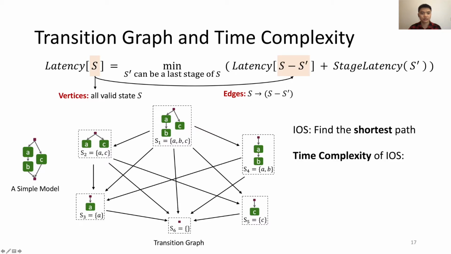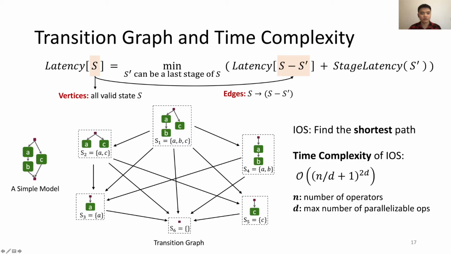We have proved that the time complexity of IOS is O(n/(d+1))^(d+1) and of that order to 2^d in the paper. Here, n is the number of operators, and d is the maximum number of parallelizable operators. The time complexity is only exponential in d, which is usually small for thin computation graphs. This is all about our proposed method.